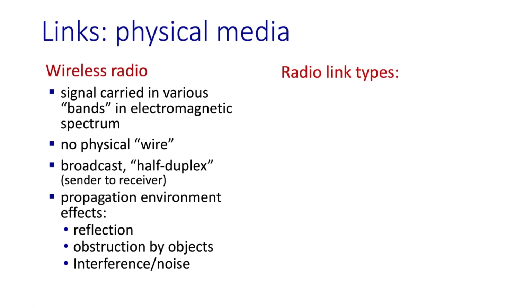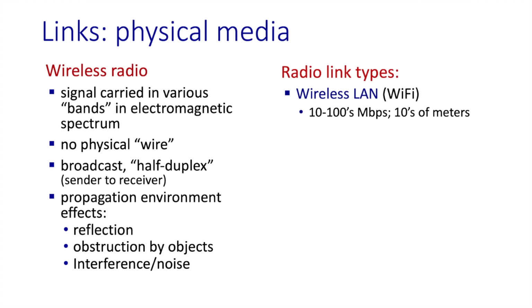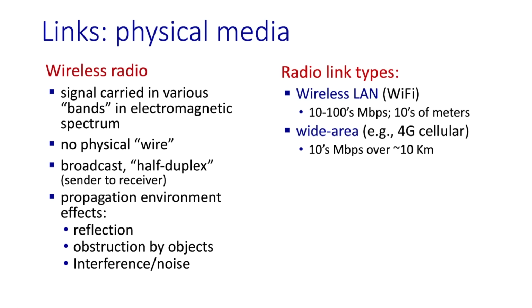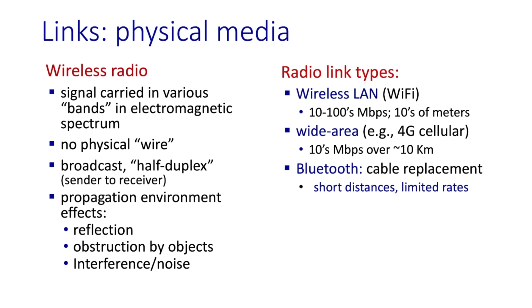There are many types of wireless links that you're probably familiar with. We've already discussed Wi-Fi networks that can transmit at up to hundreds of megabits per second, maybe over distances of tens of meters. 4G cellular networks transmit data at rates of tens of megabits per second over distances of up to, say, 10 miles. Many of you have probably used Bluetooth, which is used as a cable replacement technology and operates at relatively low data rates, say 1 or 2 megabits per second max, and over a relatively short range, usually not more than 5 or 10 meters.